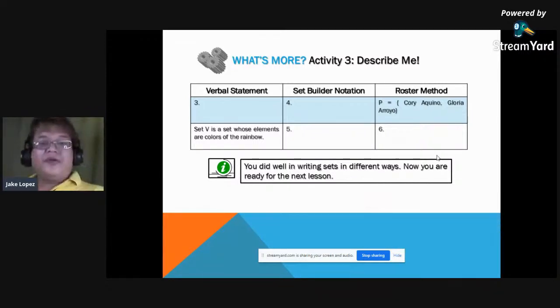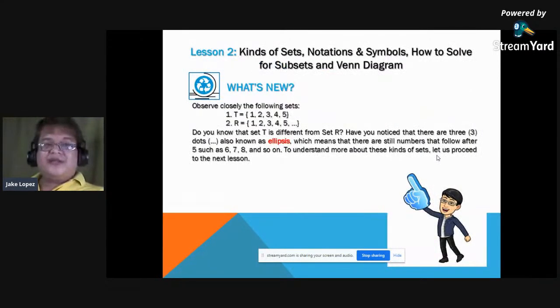Alright, so if you're going to answer that correctly, now you are ready for the next lesson. So we have lesson number 2. So alam na natin anong set, ano ang mga elements ng set, paano i-describe ang set. Ngayon naman, we're going to have the kinds of set, notations, and symbols, and how to solve for subsets and the Venn diagram.